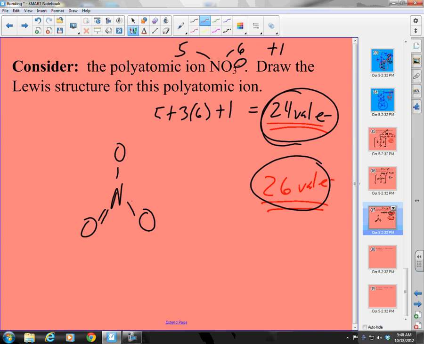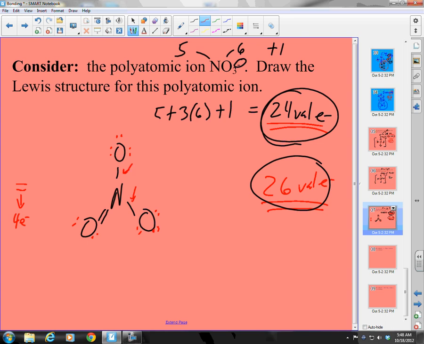I have a 2 here, right? So I need 4, 6, 8. I have 2 here, so I need a 4, 6, 8. Now, I have a double bond here. How many electrons are in a double bond? 4 electrons are in a double bond. So that means I already have 2, 4, 6, 8. Good. So now let's count up all of my electrons.